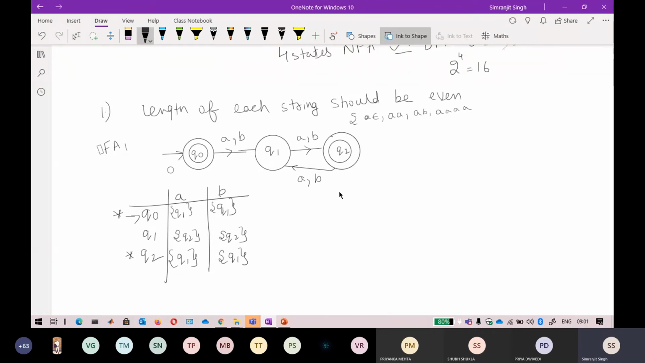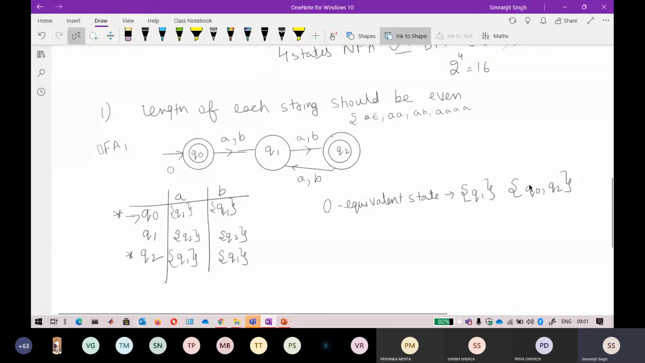So there is something called a zero equivalent state. First you have to define the zero equivalent states. In this zero equivalent state, all the final and non-final states will lie. So in this set I am writing the non-final states, and the final state in one set. So this is your final state.